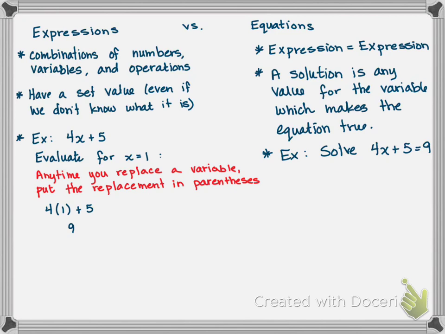So subtracting 5 from the left side gives me 4x. Subtracting 5 from the right side gives me 4. And then I'm going to undo that multiplication by 4 by dividing both sides by 4. So 4x divided by 4 is just x, and 4 divided by 4 is 1.